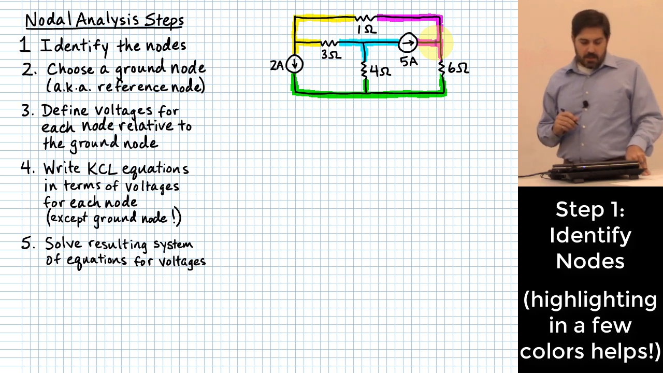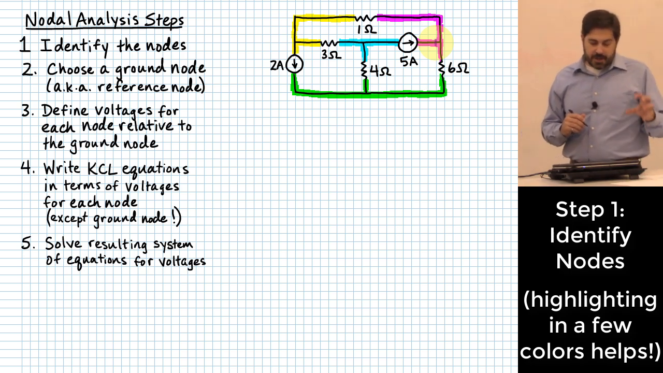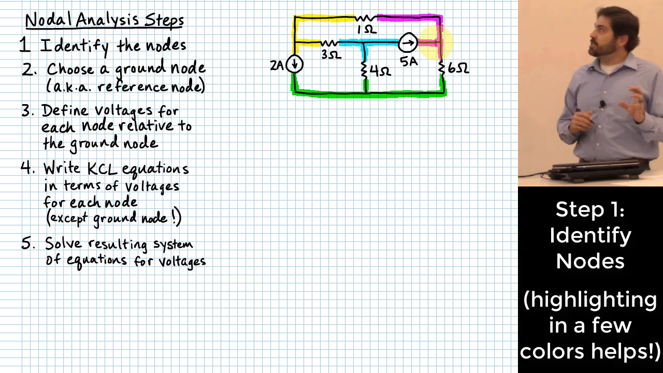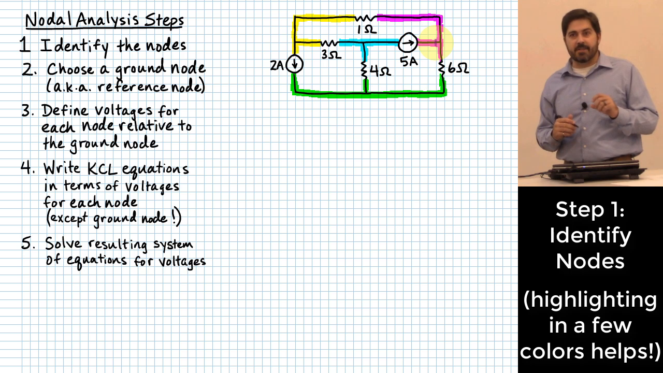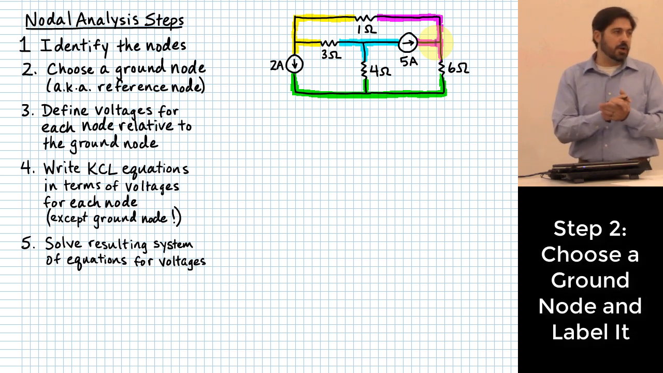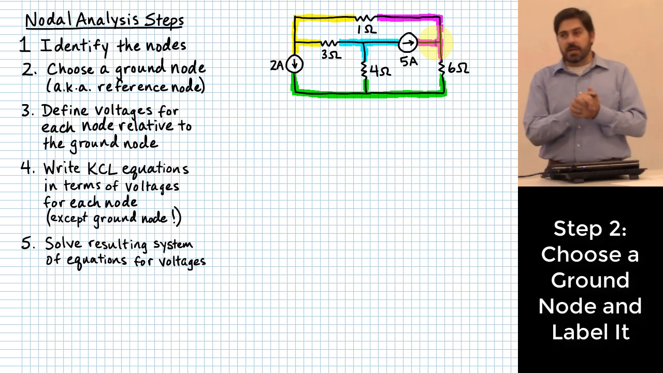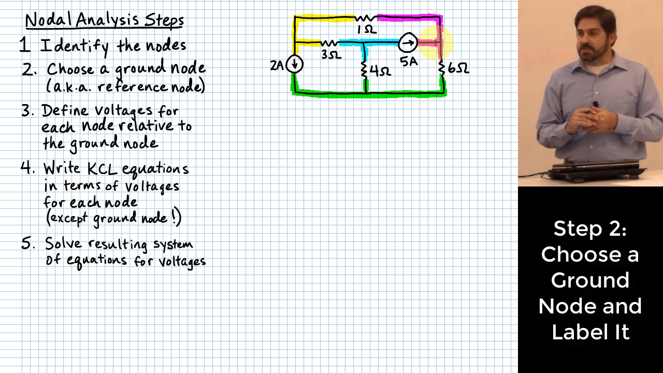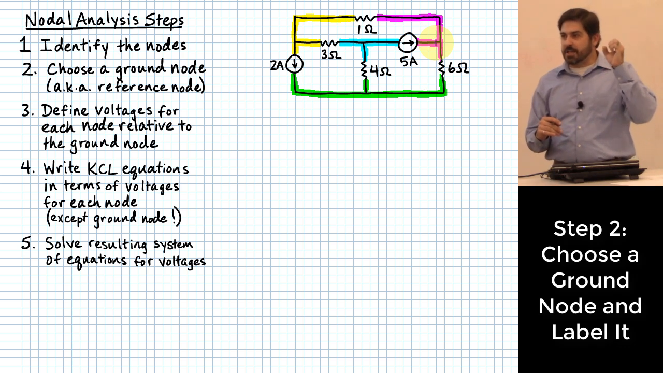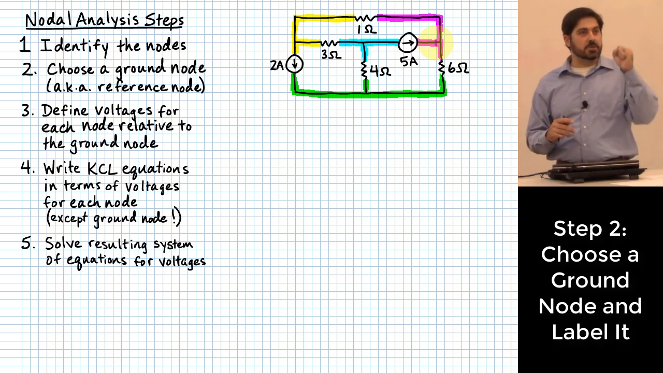Okay? So there's actually a very important step that is done right here that you probably want to do before you go to anything else, and that is choose one of your nodes to be a ground node. All right? Or sometimes this is called a reference node in some of the literature that you might read. Okay? This is essentially the node that we're going to pretend the voltage at that node, the absolute voltage at that node, is 0.